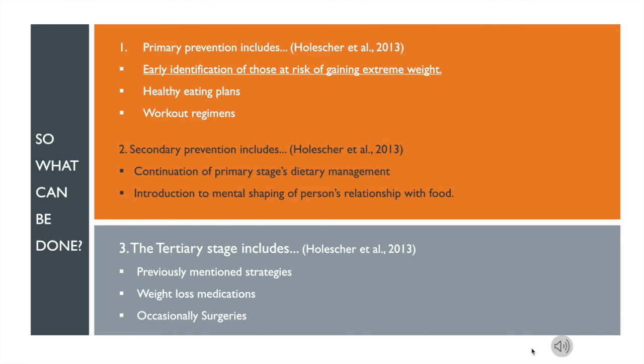The second step is secondary prevention, and that includes things like the continuation of all of the primary stages, dietary management and workout regimen, as well as the introduction to mental shaping of a person's relationship with food, right? Trying to rework that relationship to be more positive. And the third and final step is the dietary stage, which includes the previously mentioned strategies, of course, but can also add in weight loss medications, and occasionally, sometimes it gets so bad that an individual will need surgery, and that is always available as well.